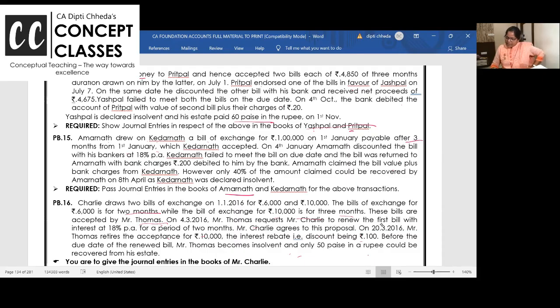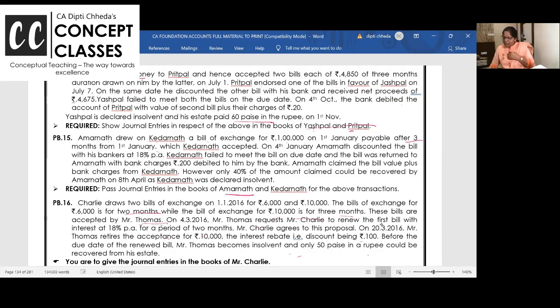Then Kedarnath failed to meet the bill on the due date and the bill was returned to Amarnath with bank charges rupees 200 debited to him by the bank. ठीक है. So now again the bill is dishonored. So I will pass the entry Kedarnath to bank. But this time 1,200,000. Now Amarnath claimed the bill value plus bank charges.